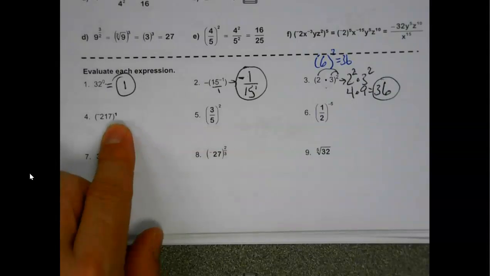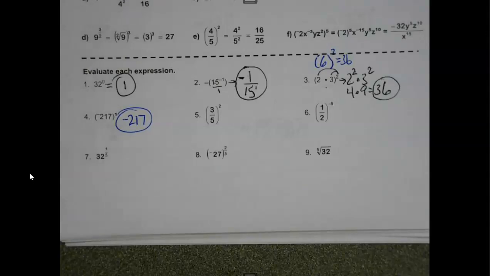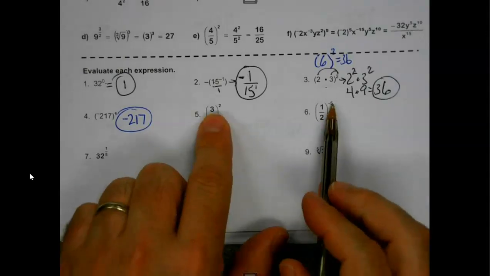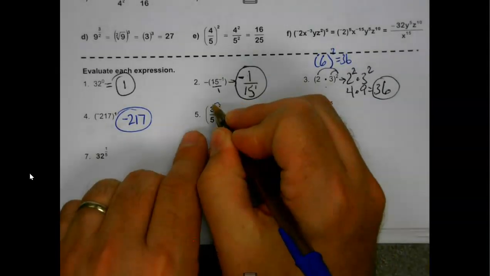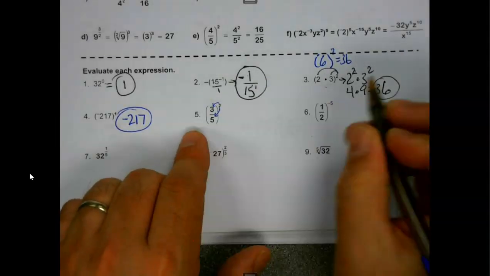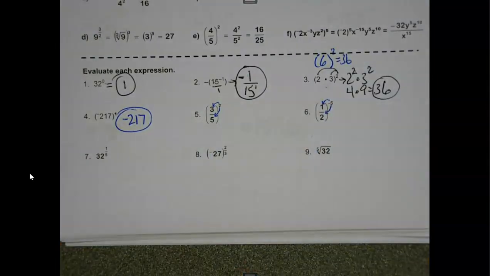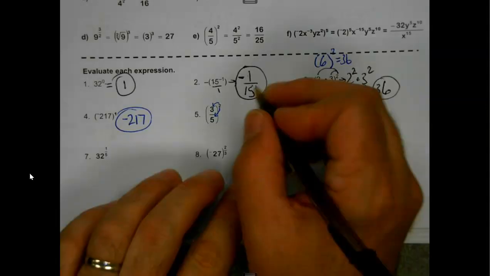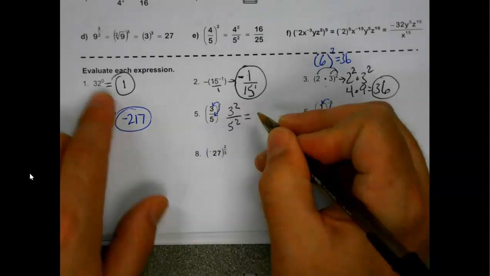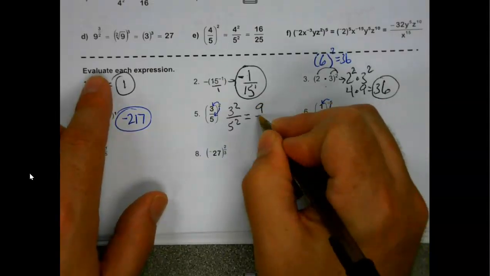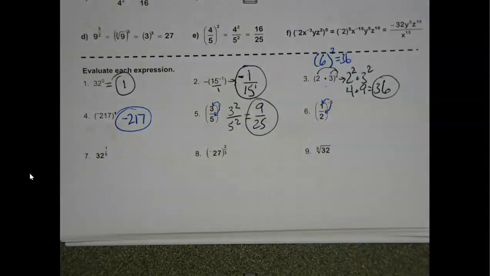Anything to the first power just gets you the thing back. Nothing fancy there. Again, power properties, the biggest thing people forget on either of these is to do it to the denominator as well, not just the numerator. And it says evaluate, so it doesn't mean leave it as 3 squared over 5 squared. We literally want to get down to an answer.